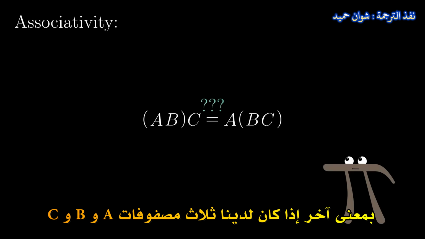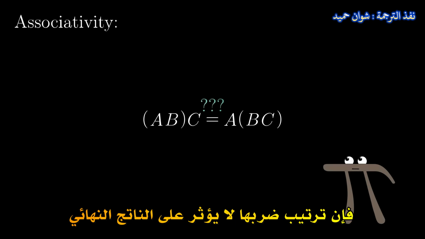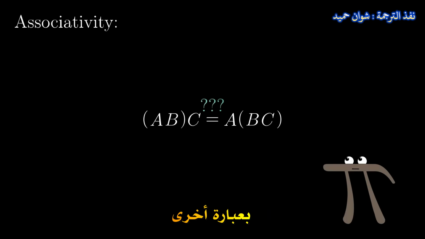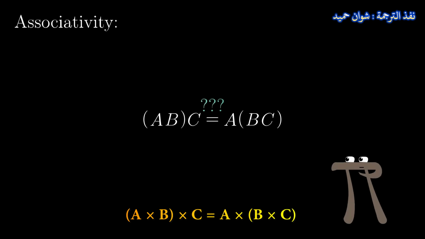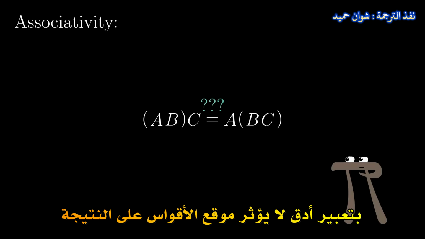I remember when I first took linear algebra, there was this one homework problem that asked us to prove that matrix multiplication is associative. This means that if you have three matrices, A, B, and C, and you multiply them all together, it shouldn't matter if you first compute A times B, then multiply the result by C, or if you first multiply B times C, then multiply that result by A on the left. In other words, it doesn't matter where you put the parentheses.